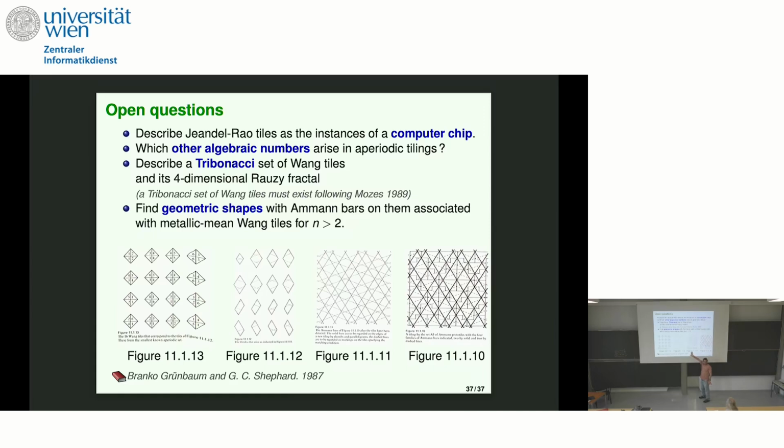First there's just n equal 1, and then n equal 2, 3, 4. I give you the metallic mean Wang tiles. Are you able to find the L shapes or the T shapes or whatever shapes geometrically which will encode the metallic mean Wang tiles? That's the question I have.